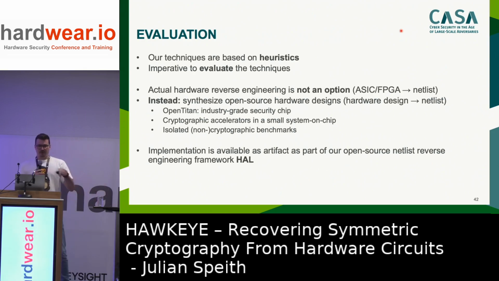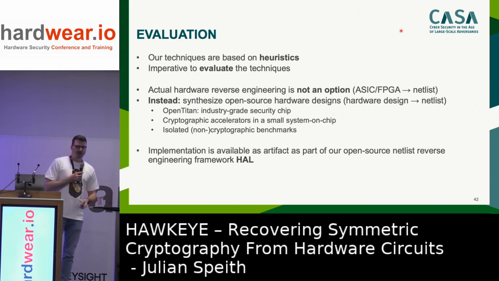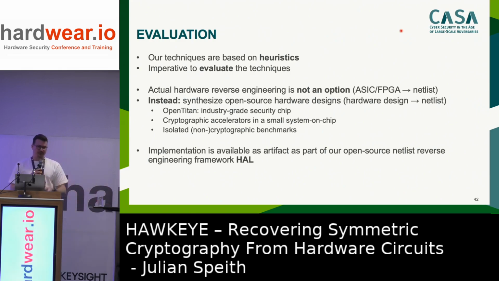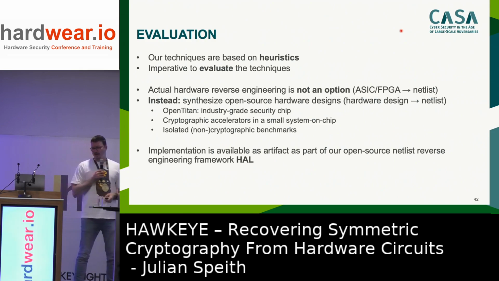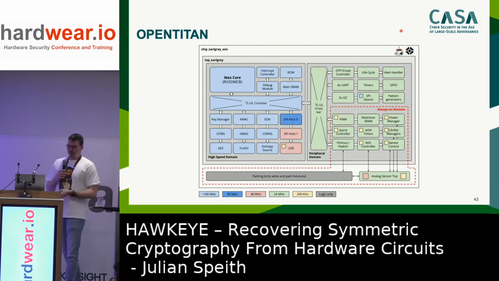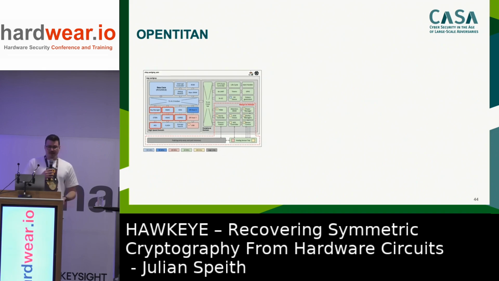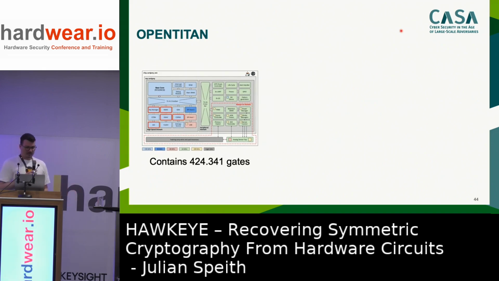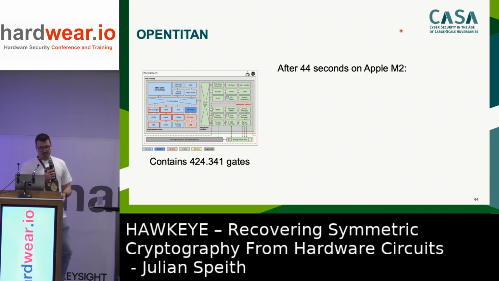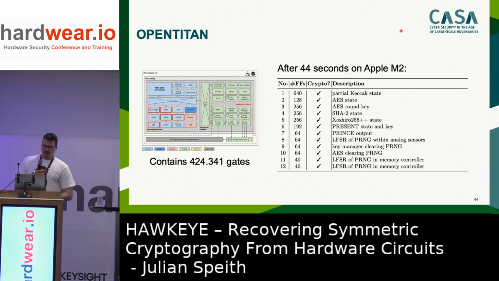HAWKEYE is actually a plugin to our netlist analysis framework HAL, and this one you can find on GitHub. So you can just download it, get a couple of coffees because building HAL takes time, and then execute the entire thing and try to find crypto in your designs. Looking at OpenTitan, we see that there is a couple of crypto components here that we would be interested in. So I've just put red boxes around everything that looks like crypto a little bit. And then we synthesize. We end up with an FPGA netlist containing 420,000 gates. We run HAWKEYE on this, on this MacBook actually, in 44 seconds. And after 44 seconds, it will come up with a list of stuff that it has found.